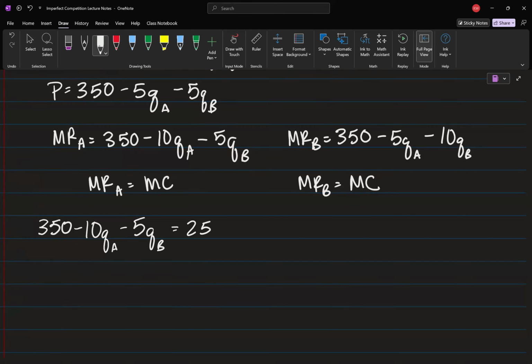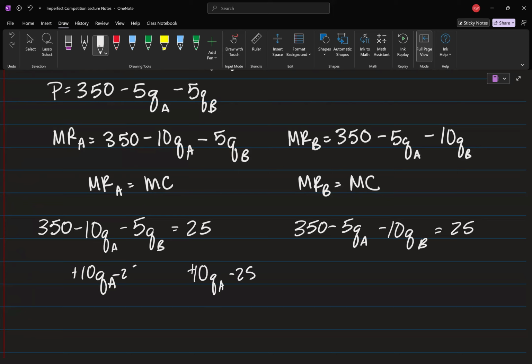For firm B, just setting up our equation, we have 350 minus 5 times the amount firm A produces, minus 10 times the amount firm B produces equal to 25. So let's focus on the left-hand side and just solve for firm A now. We're going to add 10 times quantity sub A to both sides and subtract 25. So we're going to get 325 minus 5 times the quantity produced by firm B equal to 10 times the quantity produced by firm A.